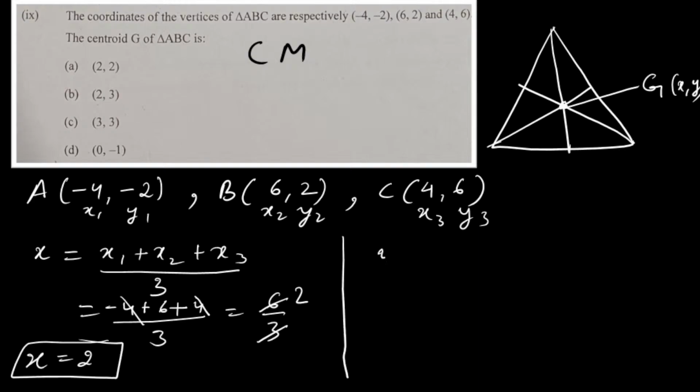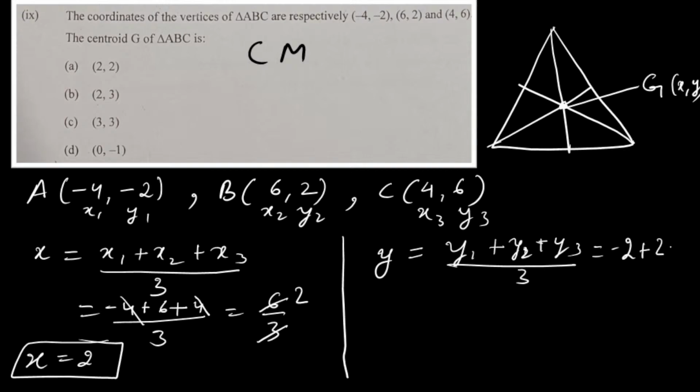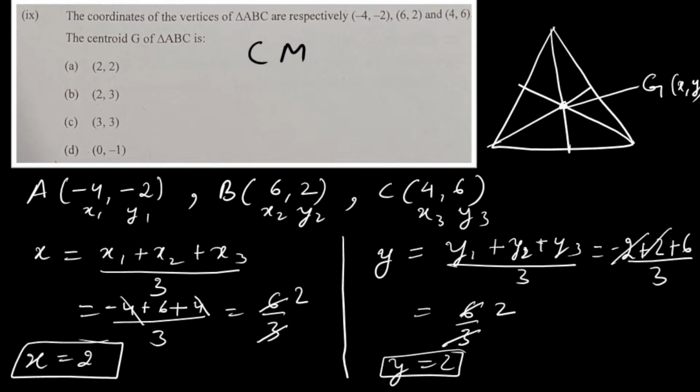So y coordinate we can find, y is equals to y1 plus y2 plus y3 by 3. y1 here is -2, y2 is 2, plus 6 by 3. So plus 2 and -2 will get cancelled. Again 6 by 3 is equals to 2. So y is also equals to 2. X is equals to 2, y is equals to 2. So option A. The coordinates of centroid are 2 comma 2. So centroid you have to remember it's the point of intersection of all medians. So let's do next question.